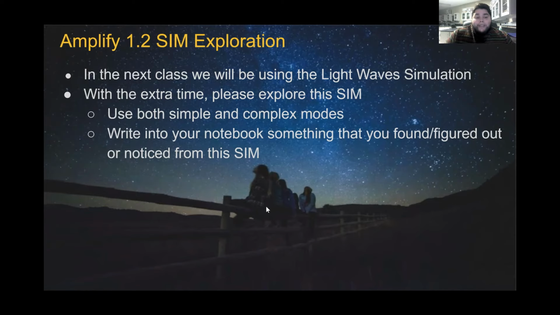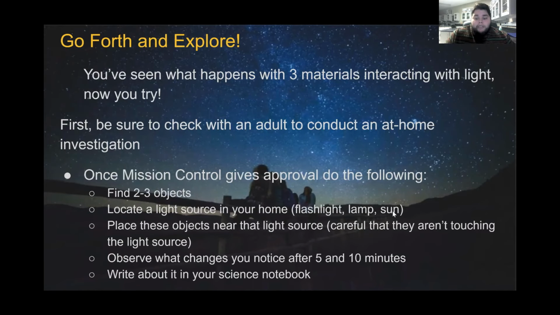And then the next thing is we just did a really cool experiment or investigation, and we took 3 materials and we saw what happened when they interacted with light. Well, this is something that you can do with an adult's permission. You can conduct an at-home investigation, and I would love to hear what you find. So once mission control, aka your parent or guardian or another adult, gives approval, you can do the following.